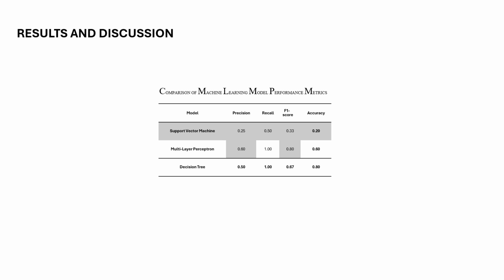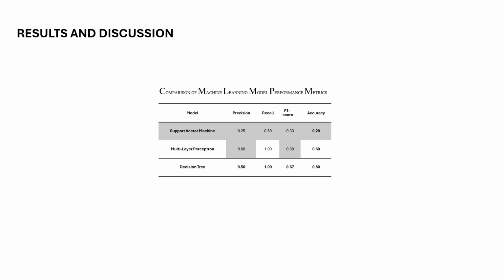In the results and discussions, we will discuss the comparison of machine learning models. Support vector machines achieved 20% accuracy, with precision 25, recall 50, and the F1 score was 33. And MLP achieved 60% accuracy, comparably better than the SVM model, and its precision is also better than the SVM, which is 60, and recall is around 1, meaning 100%, and F1 score is 80.